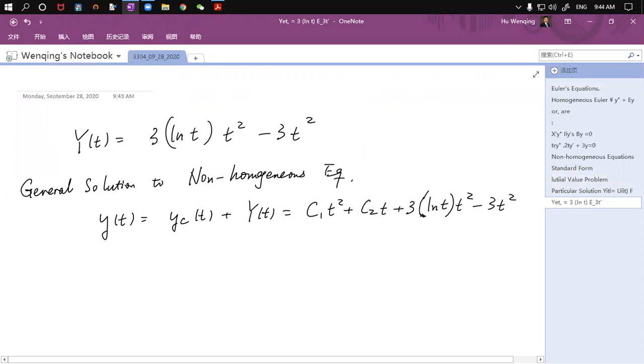And as long as you have these solutions, you can find your particular solution. However, before I do that, let me say that you have C1 minus 3.